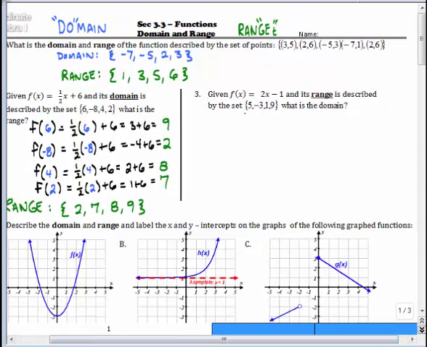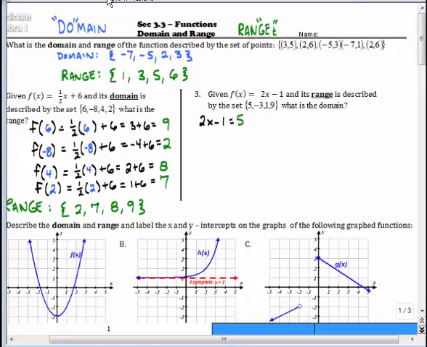Alright, so this is kind of in reverse. It says given f of x is equal to 2x minus 1, and its range is described by the set 5, -3, 1, 9. What is the domain? Alright, so this is in reverse. So they're telling us the output first. We know that basically we have 2x minus 1 equal to 5 for the first one. So you see what I'm saying? I'm going to figure out what x needed to be for that 5 to be an output.